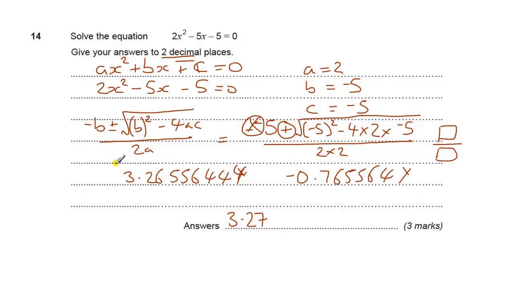And we need to give it to 2 decimal places, so we get 3.27, because this 5 makes this round up to a 7 because it's over halfway, and for this one this 5 makes this round up to a 7, so we get minus 0.77, so 2 decimal places. Okay, 3 marks.